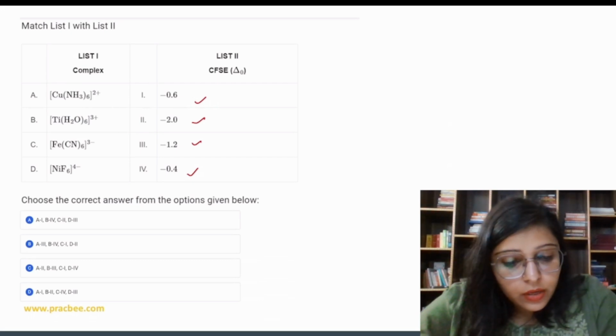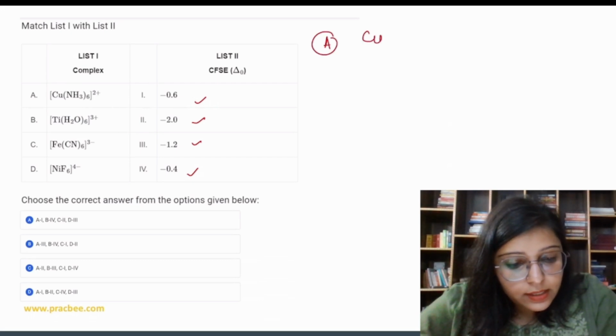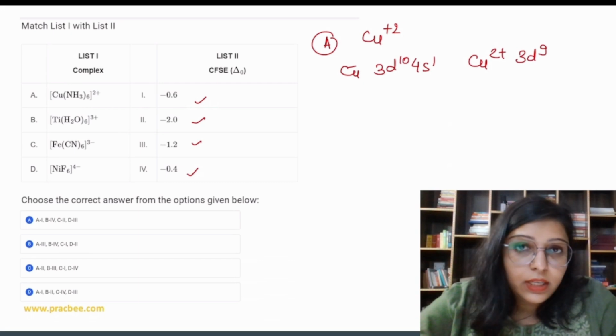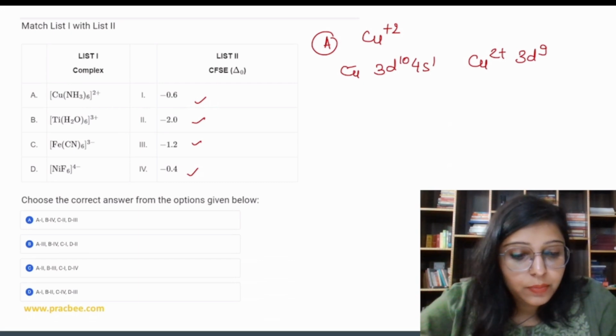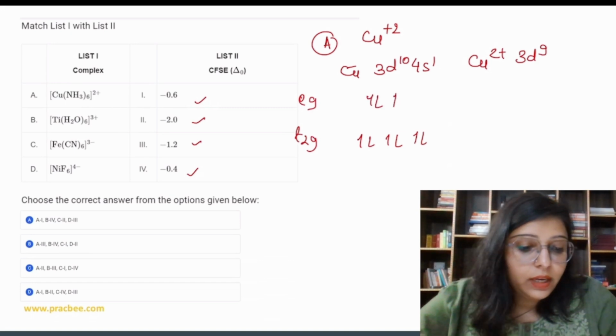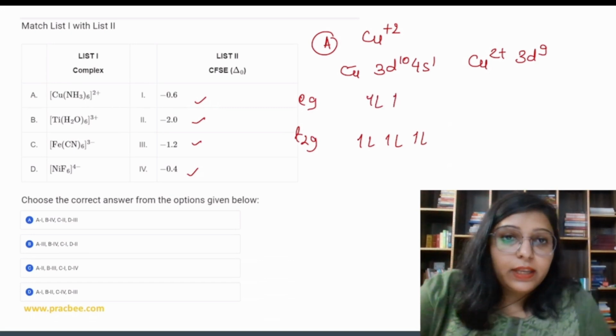So let's solve. So we have A. So A is Cu2+. So copper is 3d10 4s1 बच्चे. So copper 2+ is 3d9. So let's put 3d9. NH3 है, ammonia है, so it means pairing can happen. So we can say T2G and EG. So 1, 2, 3, 4, 5, 6, 7, 8, 9. Right? So we can fill electrons like this.